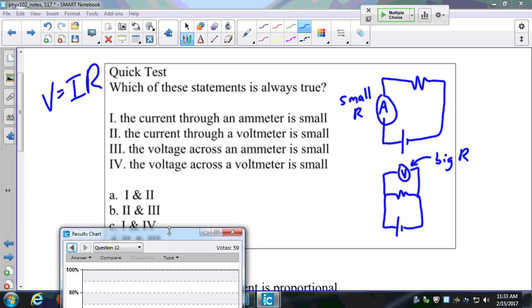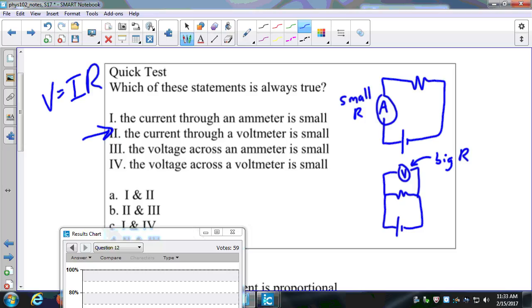So not one. The current through a voltmeter is small. Look, big resistance, much bigger resistance than say this resistor. So we can think about our current that comes along here. It's going to take the path of least resistance. That's where they get that phrase, right? And the path of least resistance is right here. So that means that very little current comes here. Because of the big resistance in the voltmeter, the current through a voltmeter is always small. This is always true.